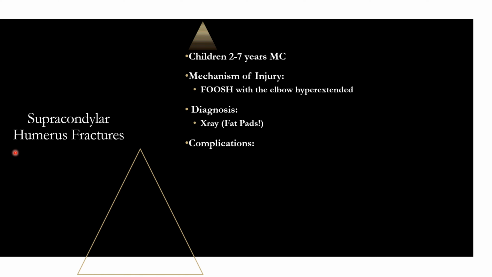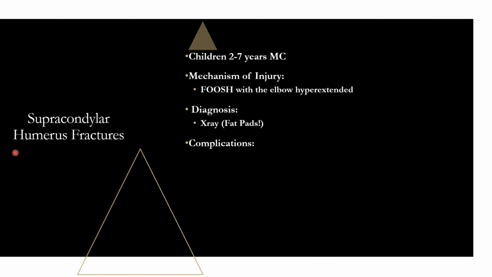Now, complications. There's a lot of complications that can arise from a supracondylar fracture: vascular insufficiency, nerve injury, compartment syndrome. You want to make sure you're doing a complete neurovascular eval in these patients. You want to check the sensory and motor function of the median, radial, and ulnar nerves. You want to assess the radial and brachial pulses.